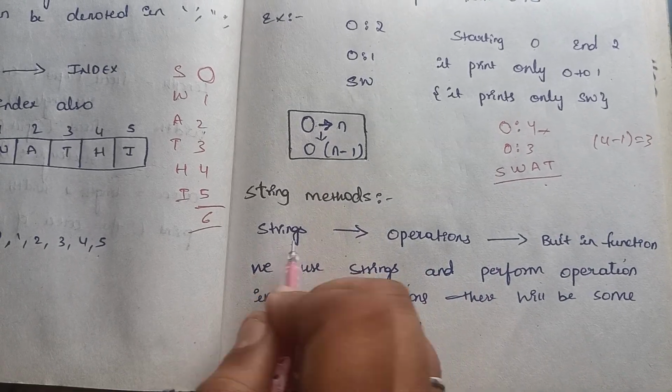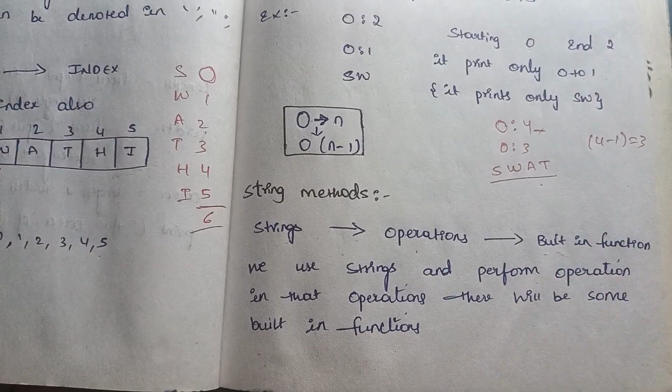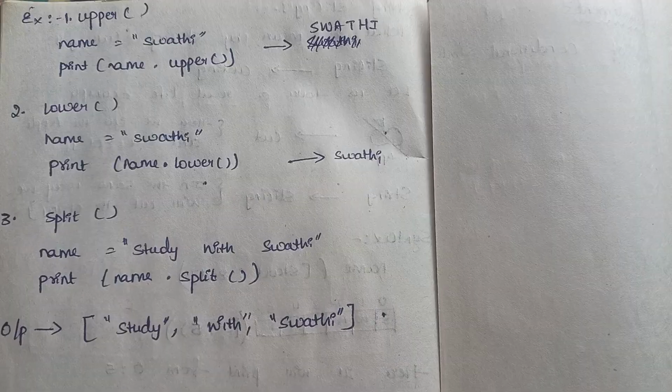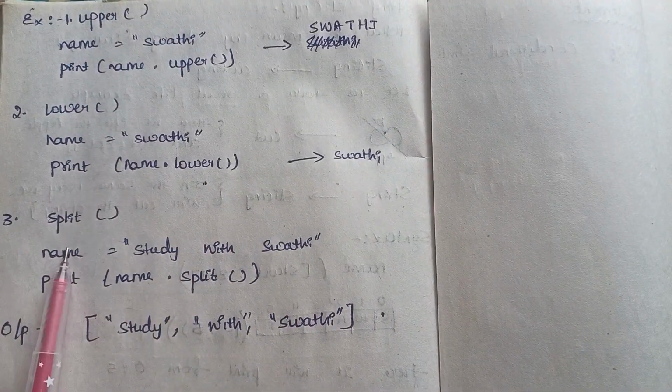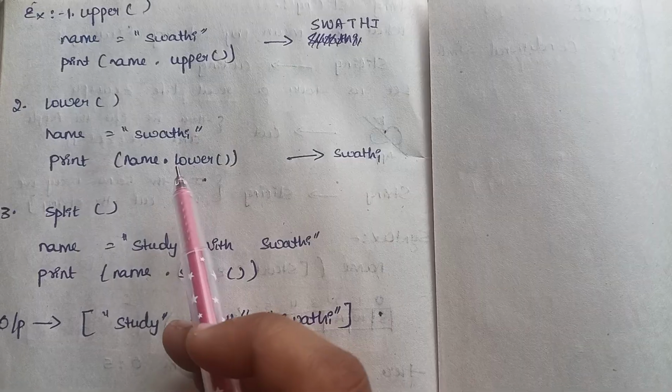So we'll be taking strings and performing some operations. In those operations we'll be having built-in functions. Here in these built-in functions we have three types, that is upper, lower and split. So what happens here? Let us see what upper, lower and split are.